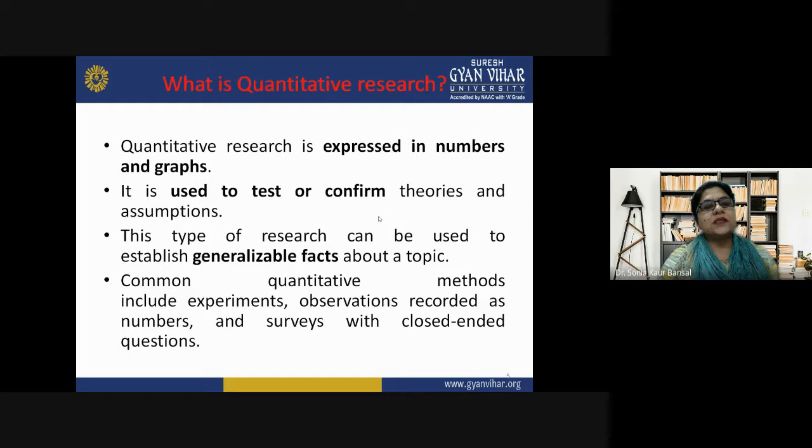Now students, let's understand what quantitative research is. Quantitative research is expressed in numbers and graphs. When it is expressed in numbers and graphs, it is used to test or confirm theories and assumptions. A good researcher always establishes a good hypothesis, which is based on a tentative solution of the problem. To test that, data is collected, and after collecting the data, a test is done to confirm the theories and assumptions we have taken, because this type of research gets the data in numerical form.